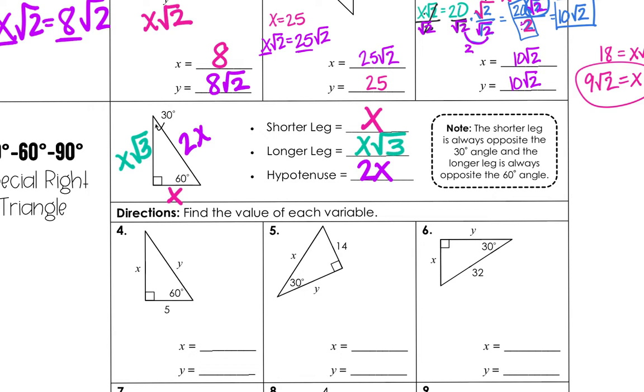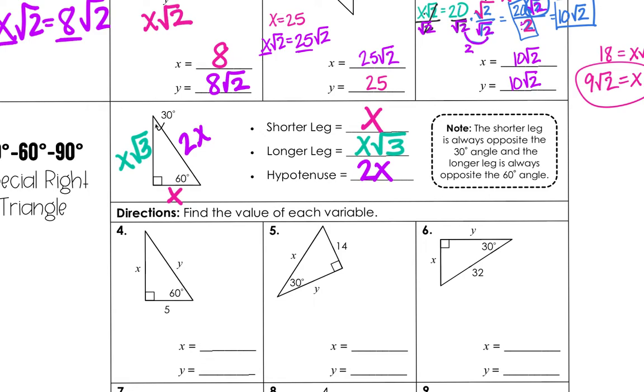And this is the pattern that you will follow when you are doing 30, 60, 90s. So when you start the assignment, they're going to be mixed up. So you have to pay attention to the angles because you can't do the same rule on every single triangle. So first thing I'm going to do is label this first one.